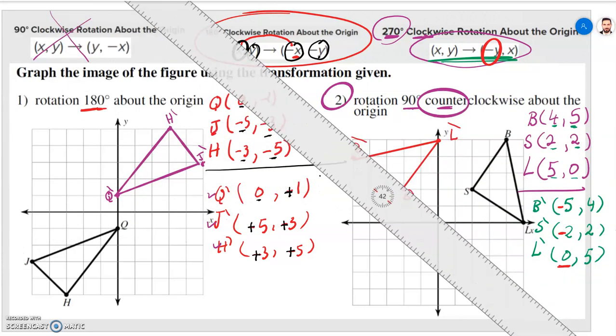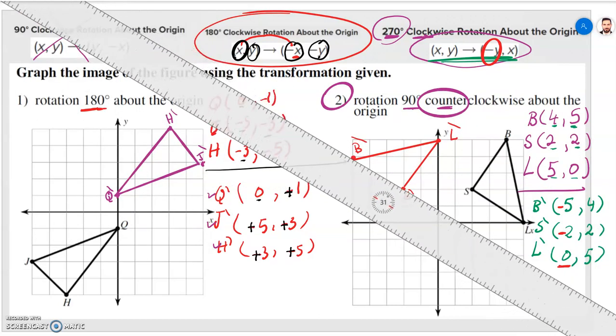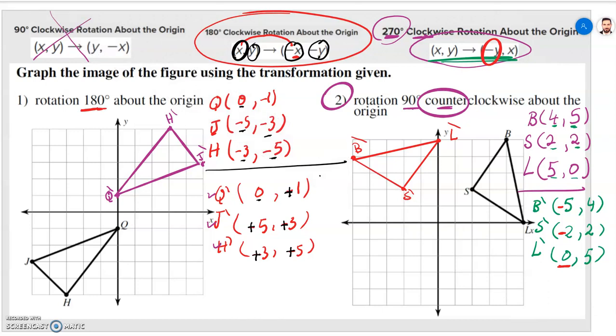Then matching between S dash and B dash. Now I have drawn the triangle which is given in front of you after being rotated counterclockwise, to the left-hand side, 90 degrees. I hope that you understand from me.